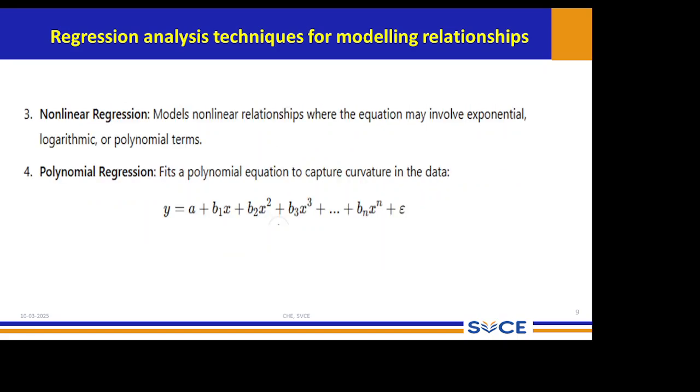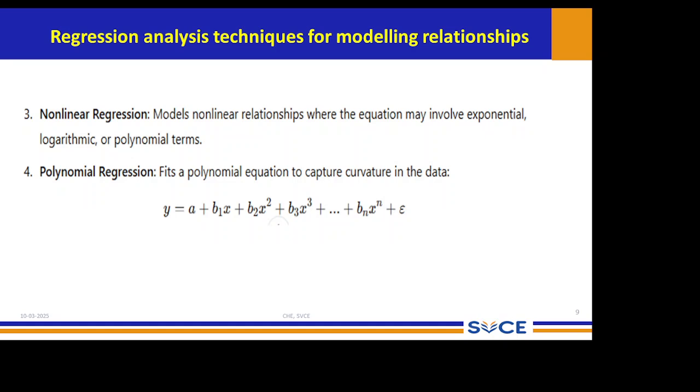Coming to non-linear regression, it models non-linear relationships where the equation may involve exponential, logarithmic or polynomial terms. For example, exponential growth rate, or log mean, such as log mean temperature difference or log mean pressure difference, because it increases logarithmically. Log to the base 10. The natural logarithm is exponential; if you take e power, that is 2.7, a value you already know.